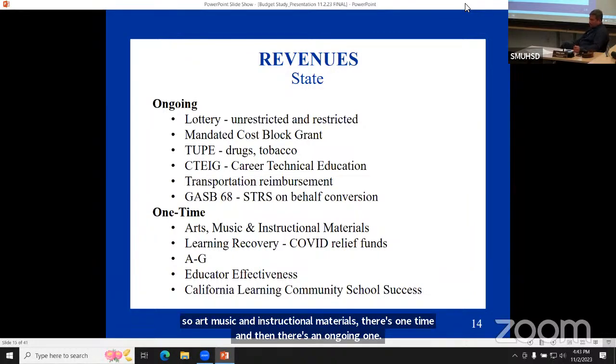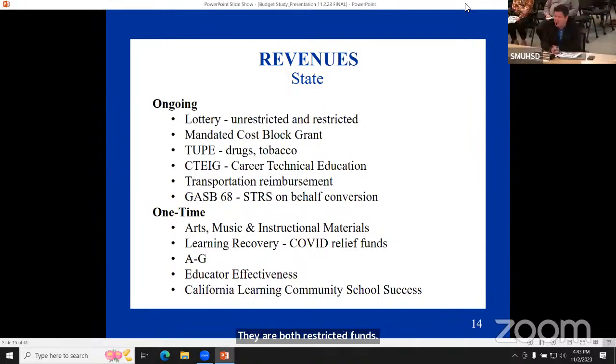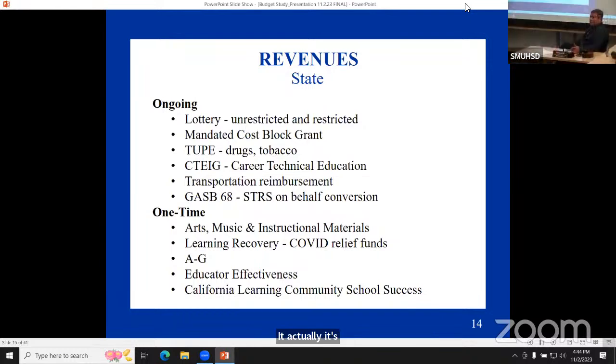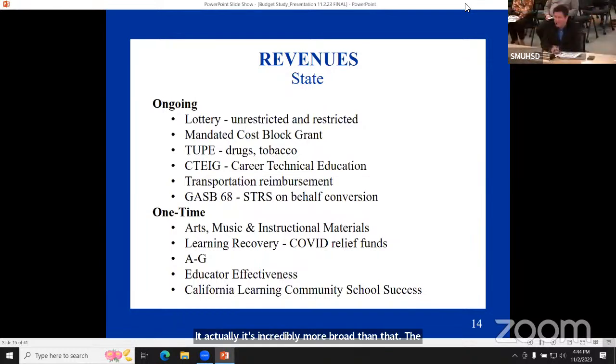They are both restricted funds, although the arts, music, and instructional materials block grant, surprisingly, with how many things it says that it can pay for, it's incredibly more broad than that. It's the least restrictive. It's the least restricted, correct.